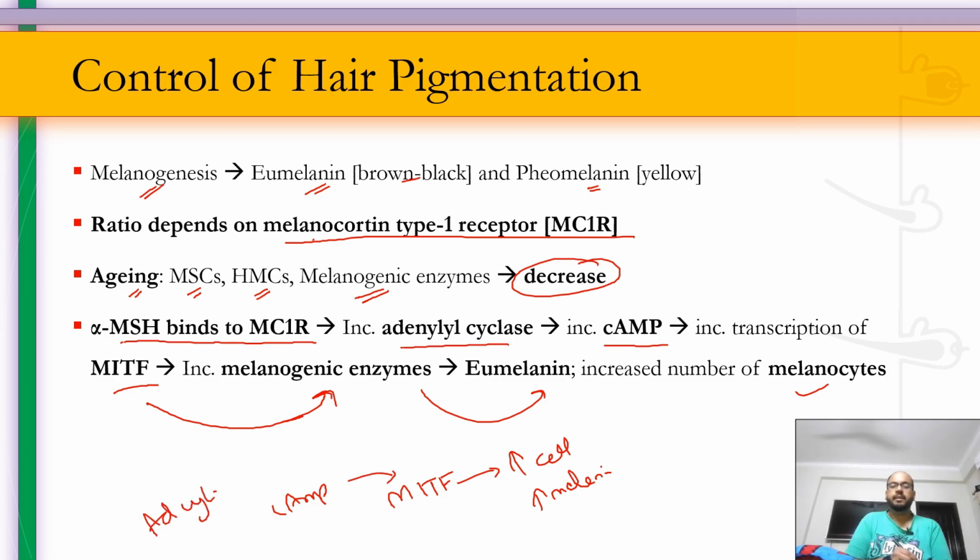Cyclic AMP increases MITF. Adenylyl cyclase increases cyclic AMP. And binding of alpha MSH to the melanocortin 1 receptor increases adenylyl cyclase. So this is the process through which the control of hair pigmentation happens from the higher centers like the hypothalamus and pituitary. Clear?